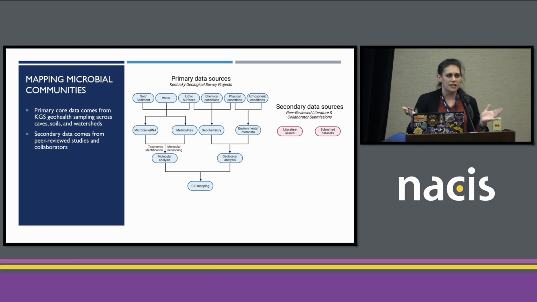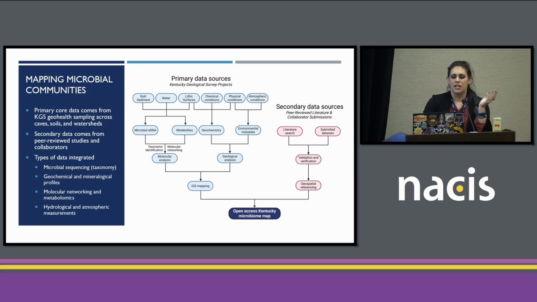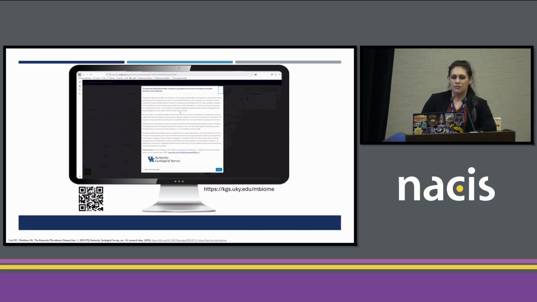And the search criteria is it has to be a microbial study and it has to be in a natural environment, so no clinics. That's really the only thing that we're not looking at. And we take all that and we validate and verify it, make sure it fits within the scope of the map, make sure it's peer-reviewed, and then we also geospatially reference that. So you get all of this information, and it is our open access Kentucky Microbiome Map. So that's the recipe. So this is what it looks like.